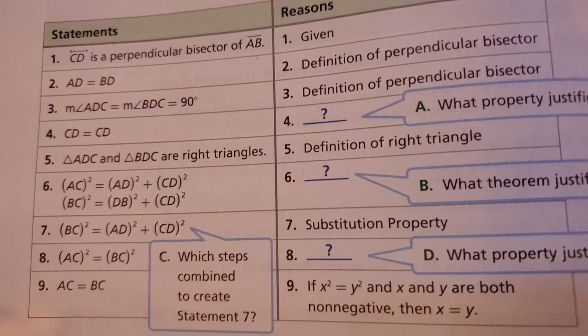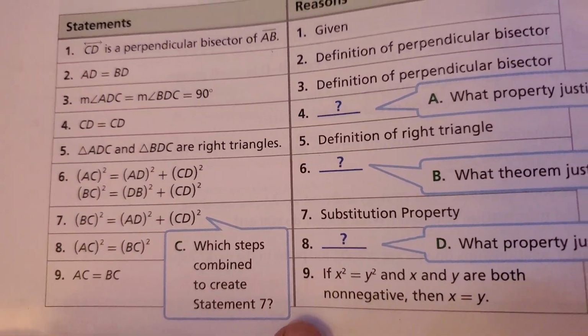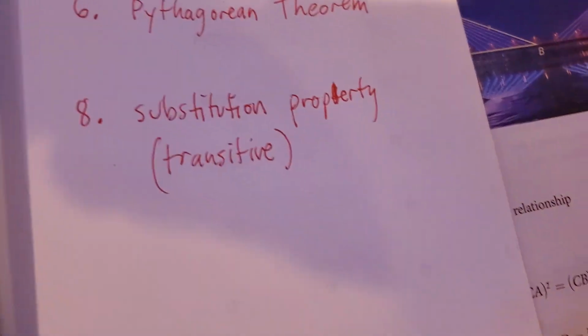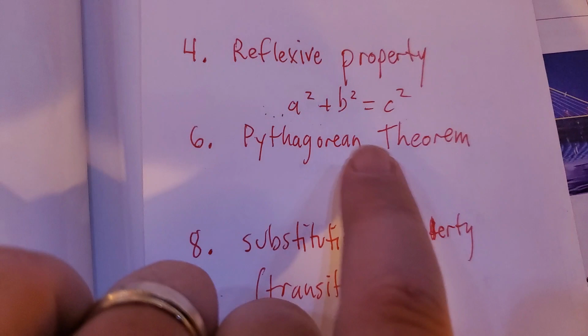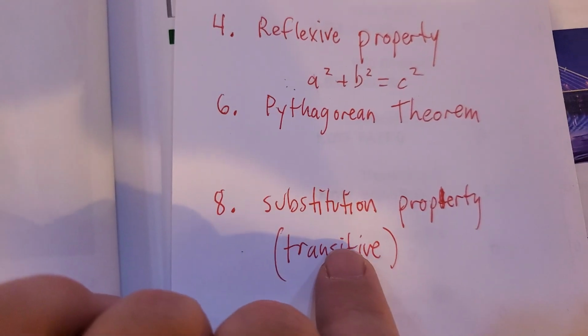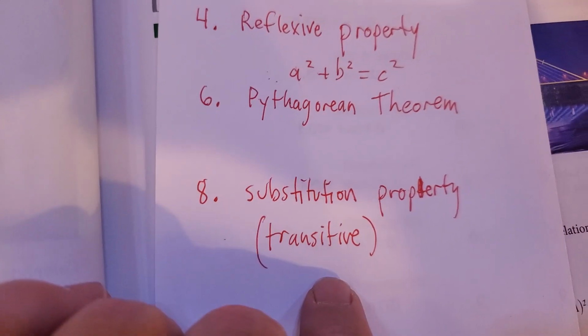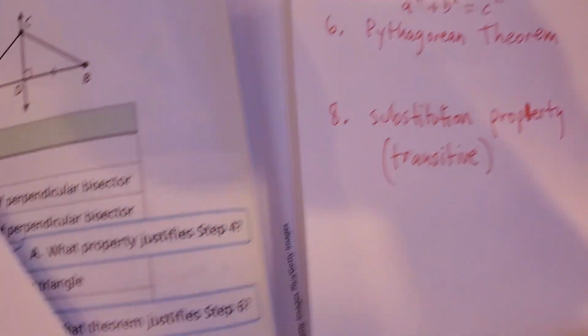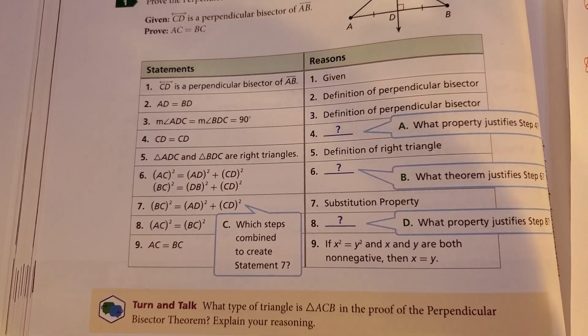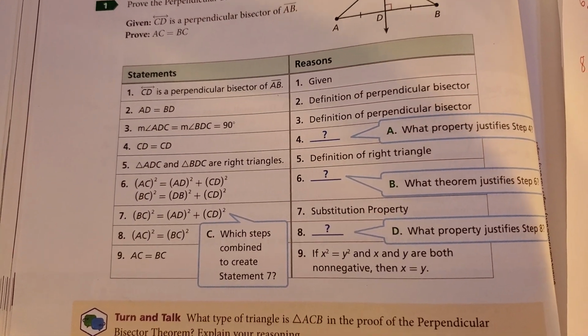So again, when doing proofs, I'm going to be having you fill in missing steps, and as long as you can figure out, like we did over here, that your missing steps on this one were, for step 4, the reflexive property, 6 was the Pythagorean theorem, and 8 was a substitution or transitive property, then you'll be okay on these proofs. I'm going to put one proof on your homework as well.